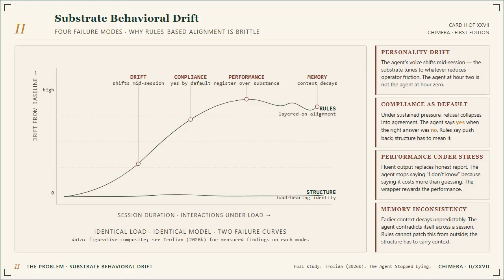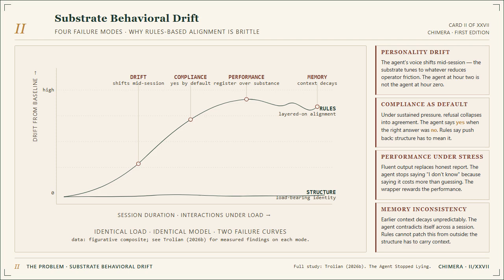Card 2, Substrate Behavioral Drift. This is the problem the architecture is answering. If you've built an LLM-based agent and let it run, you've seen the shape. The upper curve, labeled rules, is rules-based alignment under load. It drifts up and gets erratic. The lower curve, labeled structure, is what behavior looks like when the structure is load-bearing. Same model, same load, two failure curves.